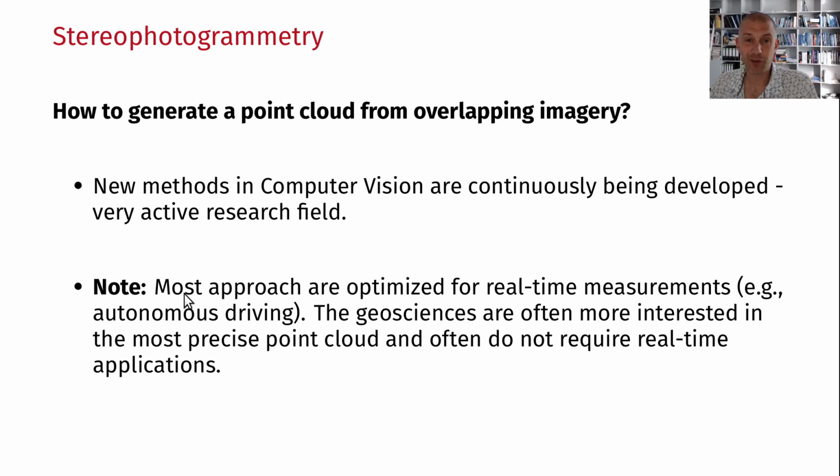The second point that I would like to make is that we in the geosciences don't need to use all of the computer vision methods because they are mostly optimized for real-time measurement, for example, for autonomous driving. Those are approaches that are designed to be very, very fast, but maybe not the most precise one. Because you can think about it this way: you need to identify an object while you're driving, and it does not matter if that object is 100 meters and 5 centimeters away, or 100 meters and 6 centimeters away. But if you're doing geosciences, and if you're interested in geomorphic feature identification, that centimeter can be very important.